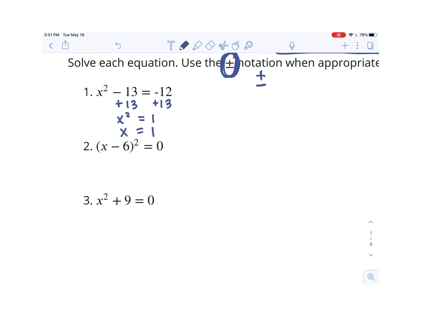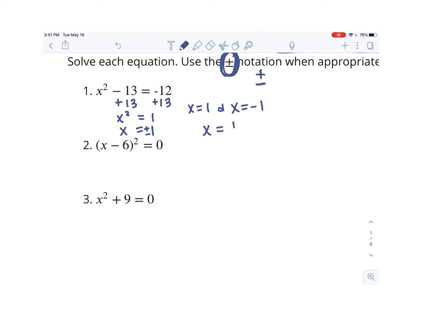But remember, if we're taking the square root of it, it has to be either a positive 1 or a negative 1. So instead of writing x equals 1 and x equals negative 1, we can write that a little more concisely by saying x equals plus or minus 1, meaning that x could equal positive 1 or x could equal negative 1. And so we use that plus minus symbol in front to denote that that solution can either be positive 1 or negative 1.